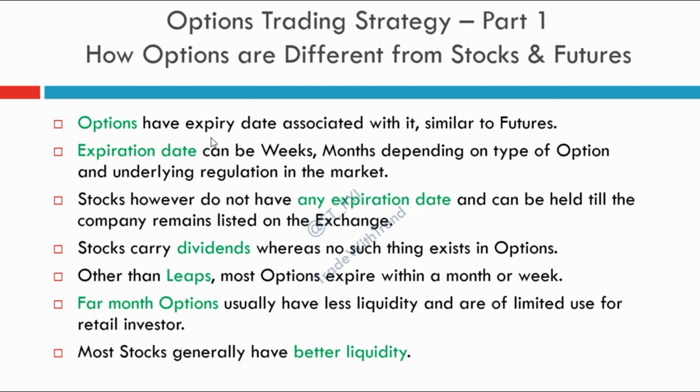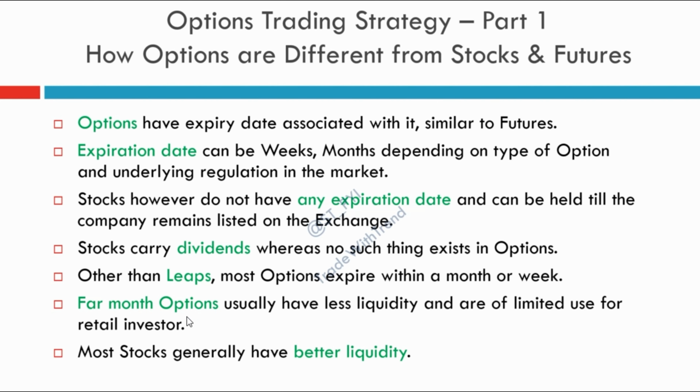Options expire every month. The expiration can be in weeks or months, depending on the kind of option you're trading. If you're trading in Nifty, the Nifty options expire only on the last Thursday of the month. Bank Nifty has two variants, one is the weekly option and one is the monthly option. Another difference is that stocks usually carry dividends, whereas options don't have any dividends as such. You'll also find that most stocks in the market, if you ignore micro cap or extremely small cap stocks, are fairly liquid.